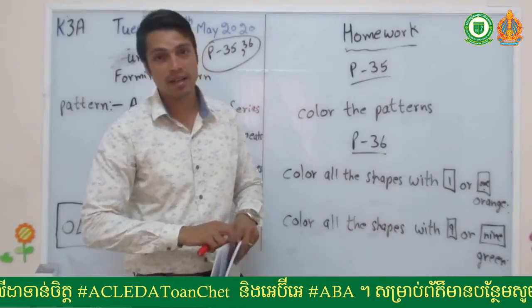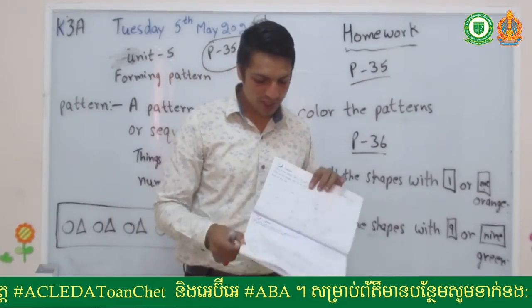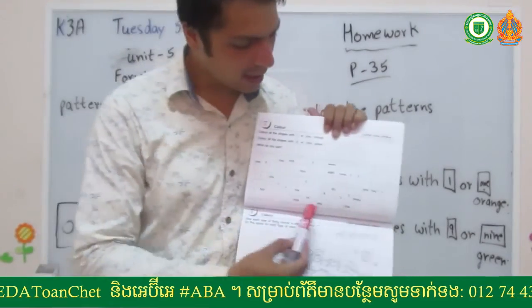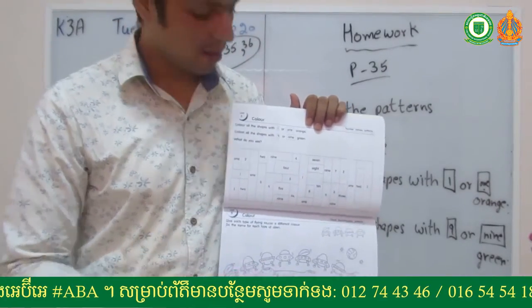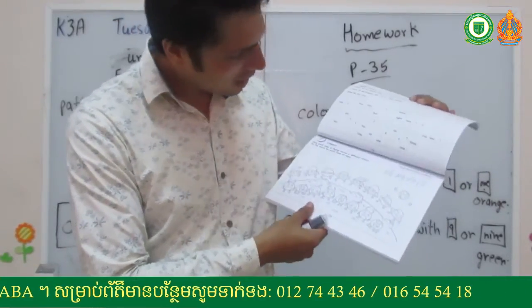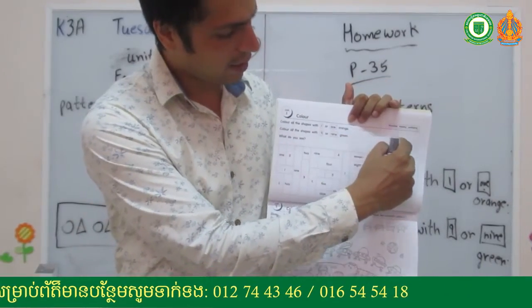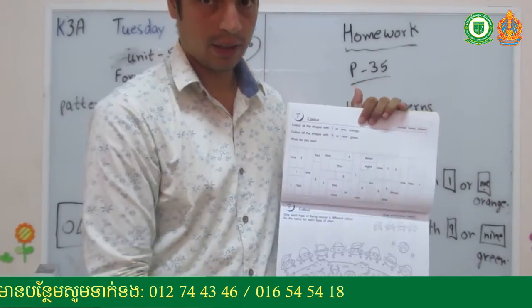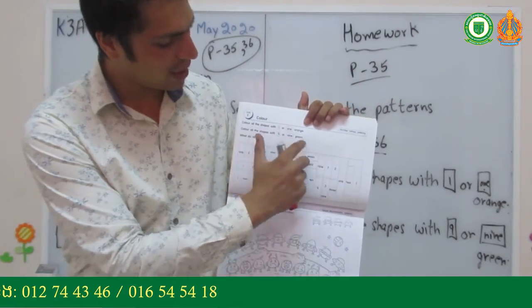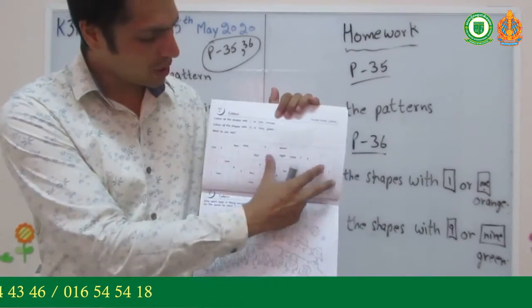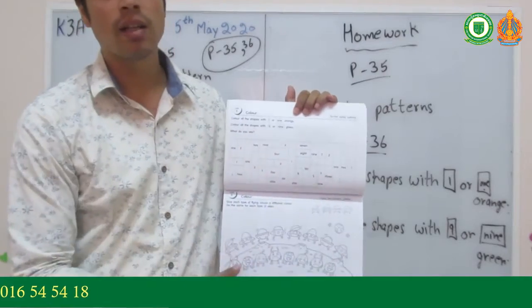Then you will see a word. When you are done coloring all the shapes, you will see a word. I want you to write down the word here, where you see the answer, or you can write it down here, after you are done coloring all the shapes.